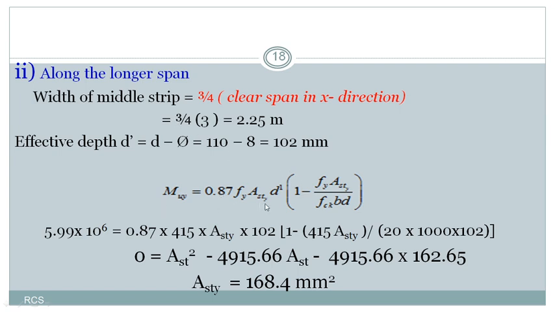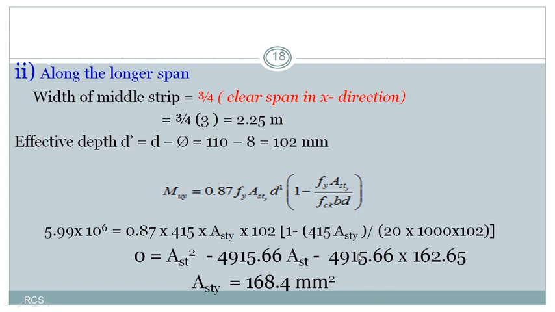So let us calculate the area of steel provided in the middle strip region along the y direction. That can be calculated using this formula: MUY equals 0.87 Fy ASTY D dash into 1 minus Fy ASTY by FCK into BD. Now substitute the values. MUY is the factored bending moment value along the y direction, that is 5.99 into 10 power 6, equal to 0.87 into 415 into ASTY. The effective depth along the y direction is 102, and substituting the remaining values we get a quadratic equation.